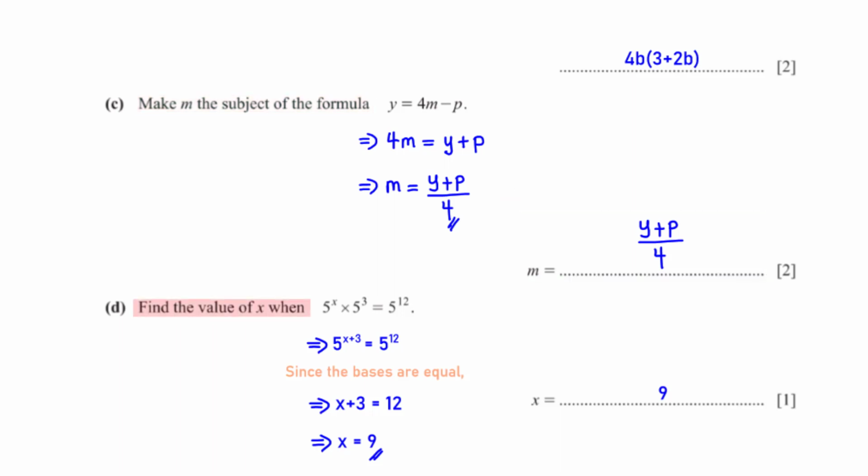Find the value of x when 5 raised to the power x times 5 cubed equals 5 raised to the power 12. Since these two are multiplying, their powers add, so we have 5 raised to the power x plus 3, which is equal to 5 raised to the power 12. Since the bases on both sides are equal, then their powers must also be equal. So we have x plus 3 equals 12. When we subtract 3 from both sides, we get x equals 9.